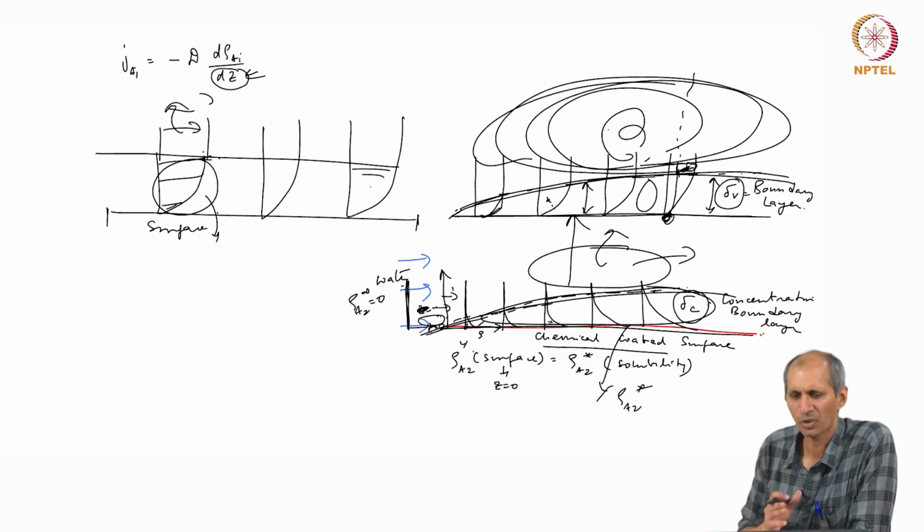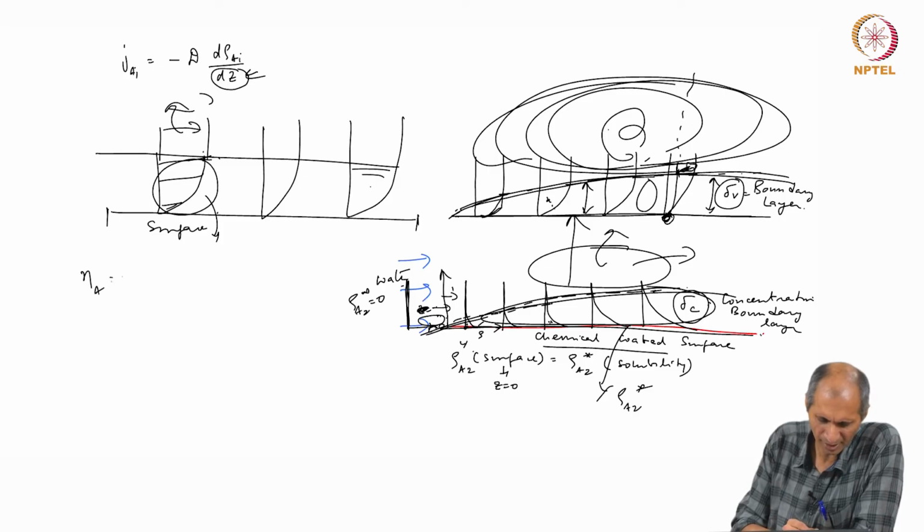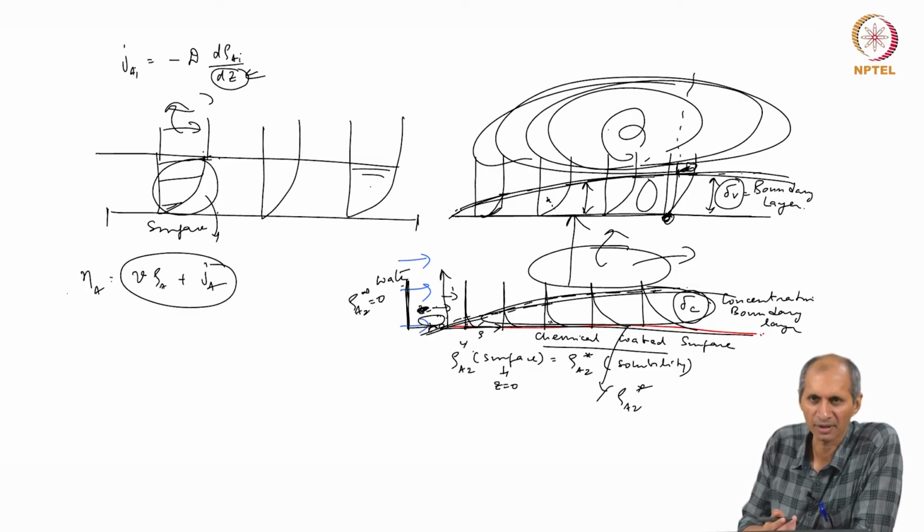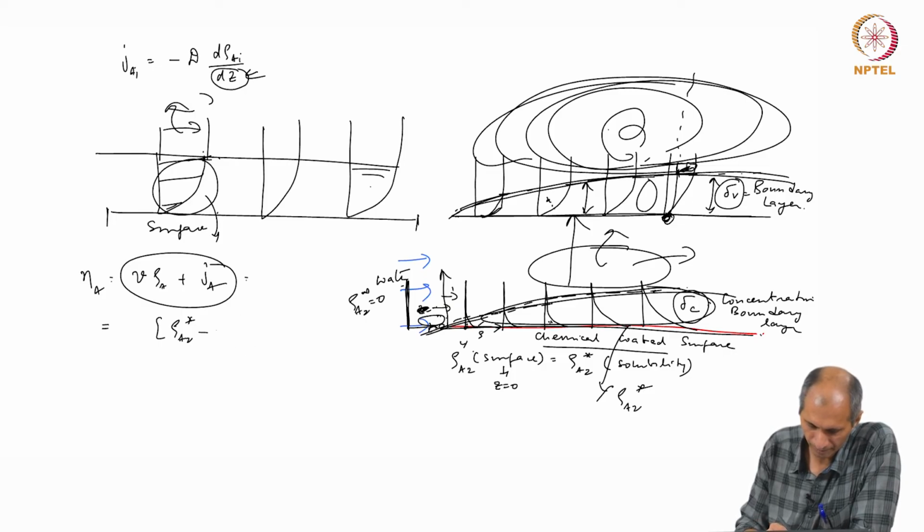So you do not want to, I know that it is V into rho A plus J and all that, but I do not care, as long as I am only interested in the overall picture. So I will use the description that I have as a driving force and resistance and write down a concentration difference. In this example we are looking at rho A2 star minus rho A2 infinity, which in this case is 0.